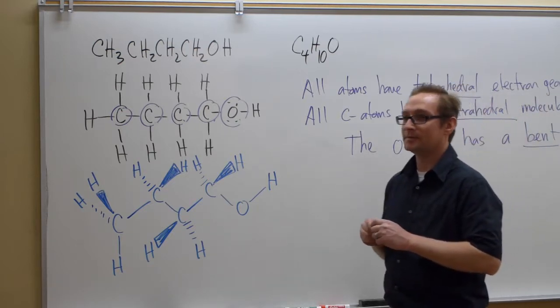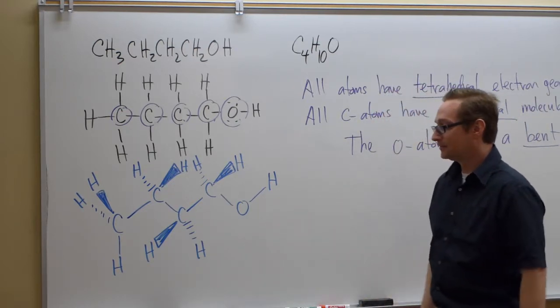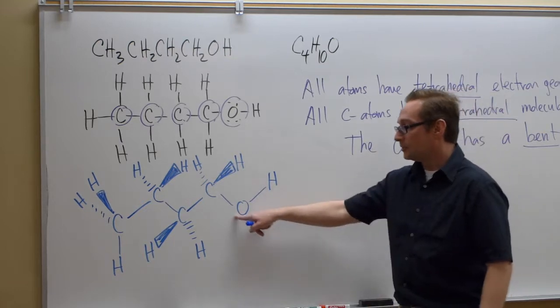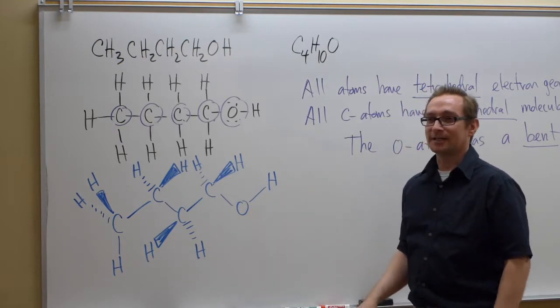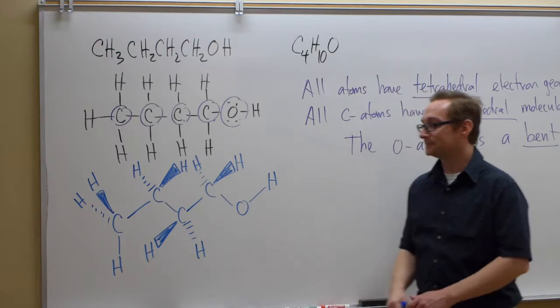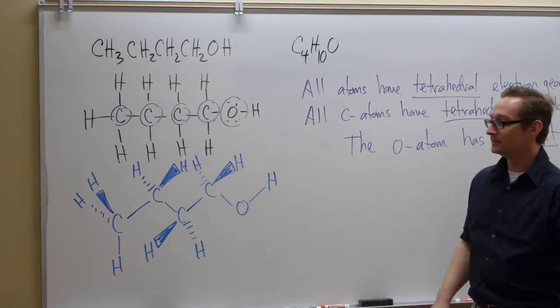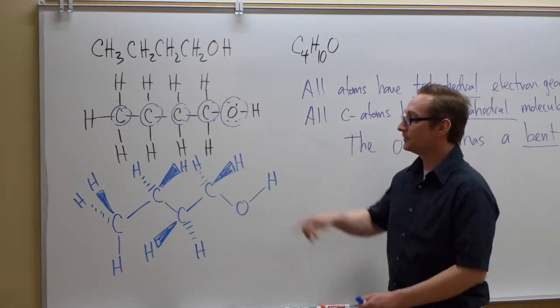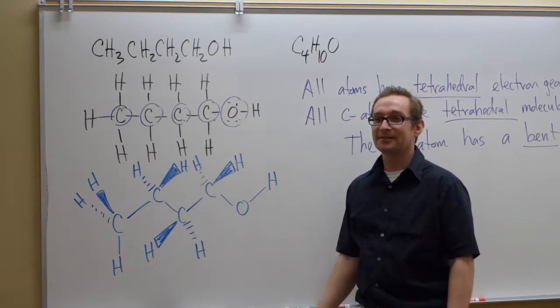This compound is called ethanol, by the way. Now the lone pairs are here, but we don't have to draw them, right? That's not necessary for a VSEPR sketch. So going from here to here, what do you think? Kind of crazy, huh?